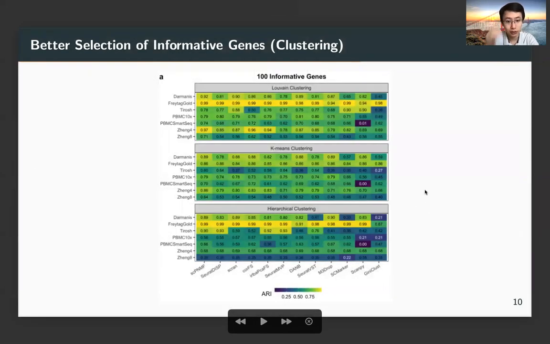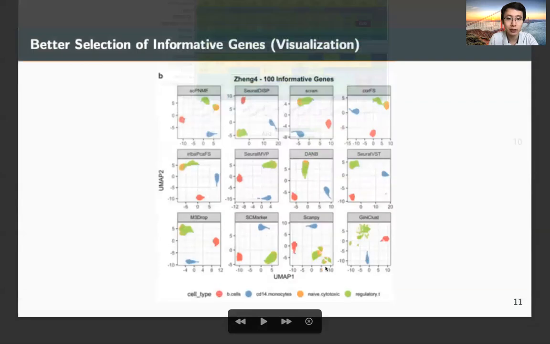Finally, we want to show the PNMF generates a better gene selection compared to the state-of-the-art methods. Here we compare scPNMF against 11 different gene selection methods on 7 different data sets and with 3 different clustering algorithms. Here we use the ARI as a metric of the clustering performance. So the brighter the color, the better the clustering results. And we can see scPNMF generates the best results across all data sets and all different clustering algorithms.